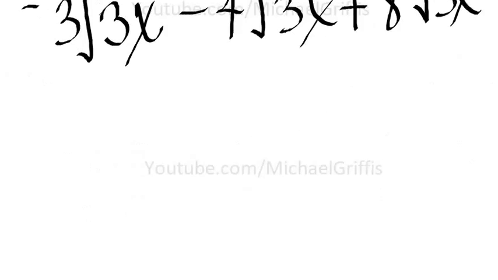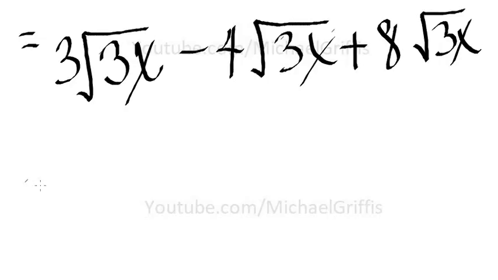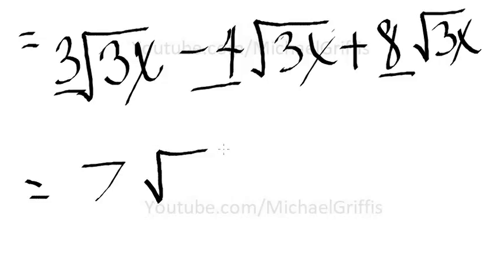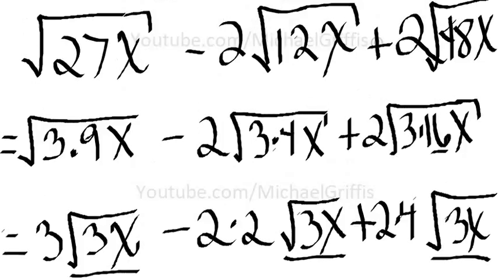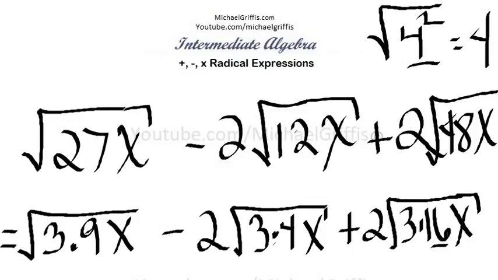Okay. So now we can just add: 3 minus 4 is -1, and -1 plus 8 is 7. 7 times the square root of 3x. Okay. All right, nice and slow. We skipped a couple of steps, but you should have gotten it. All right, see you in the next problem.